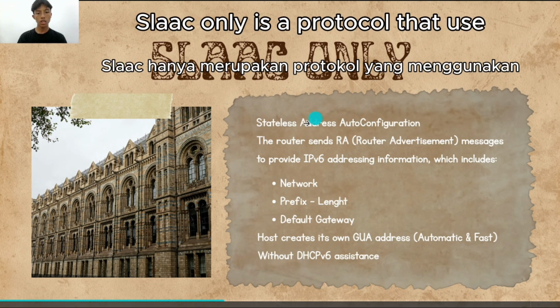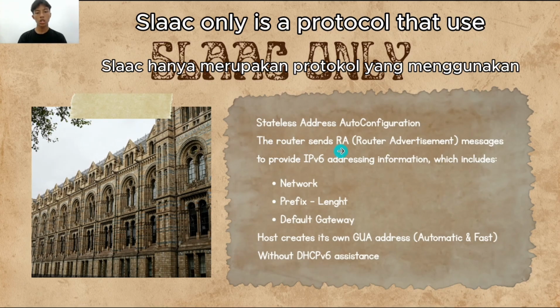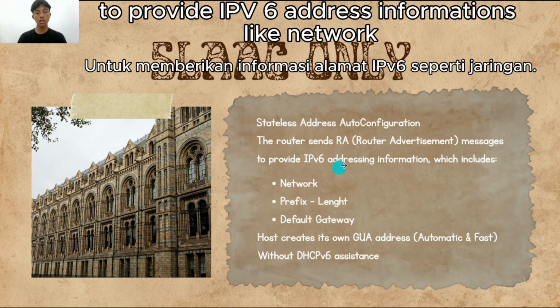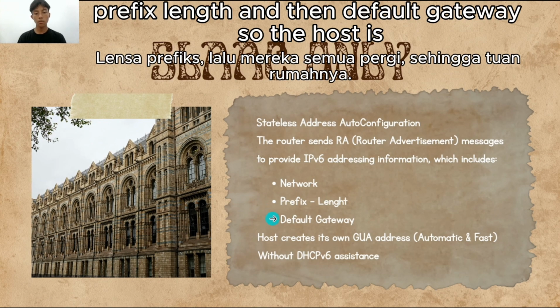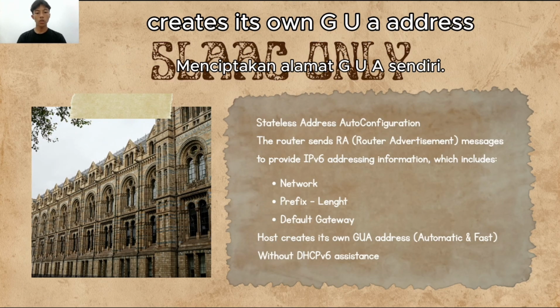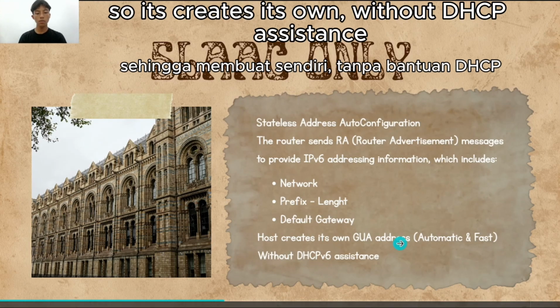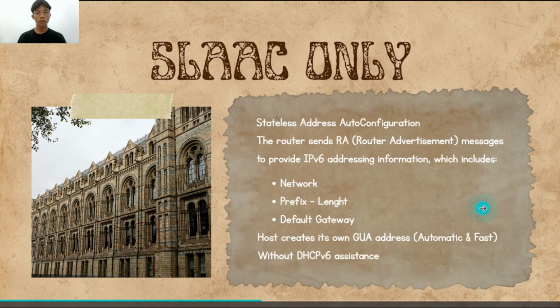So SLAAC only is a protocol that uses Router Advertisement messages to provide IPv6 address information like network, prefix length, and default gateway. The host creates its own GUA address, so it creates its own without DHCP assistance.